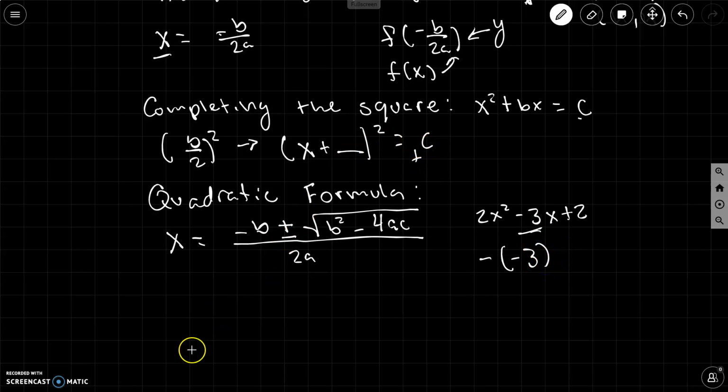Alrighty, hopefully that helped you start your cheat sheet. Remember, it is Wednesday, Thursday, Friday of next week.